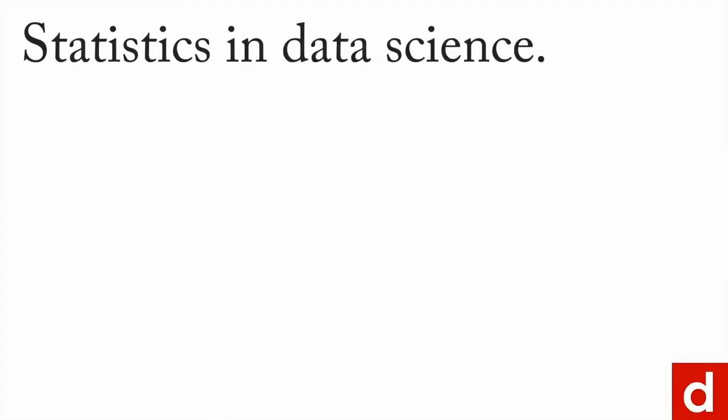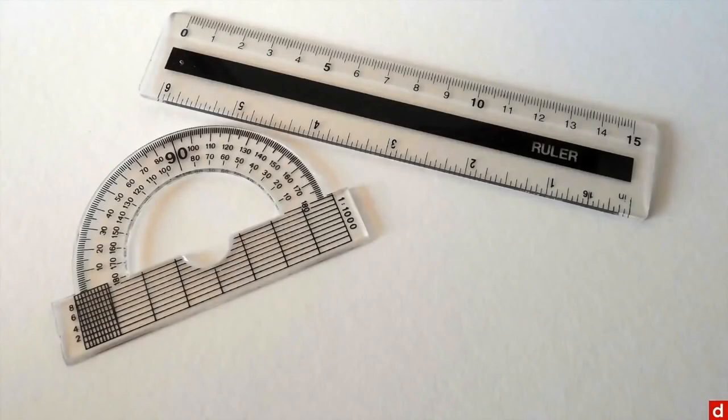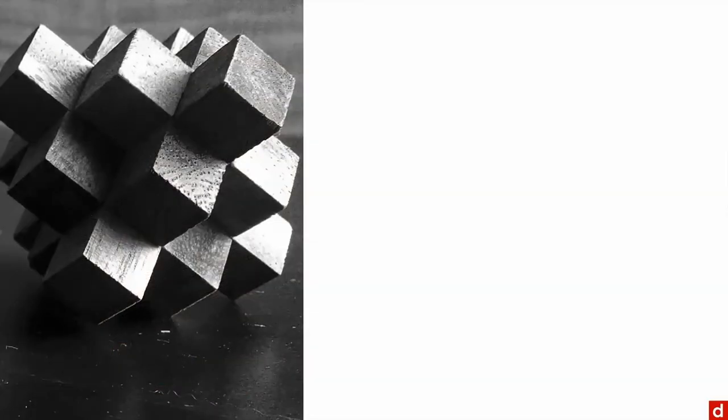As we continue our discussion of statistics and data science, we need to talk about some of the choices that you have to make, some of the trade-offs, and some of the effects that these things have. We'll begin by talking about estimators. That is, different methods for estimating parameters. I like to think of this as, what kind of measuring stick or standard are you going to be using? Now, we'll begin with the most common.